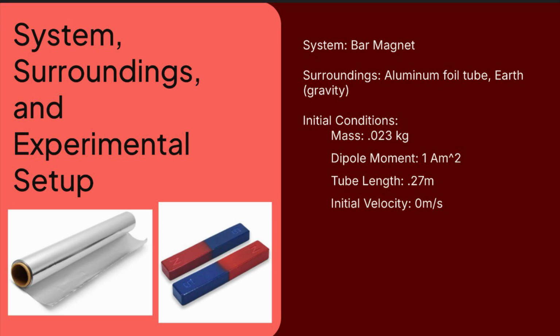We assume the aluminum tube remains perfectly static throughout the drop. Our initial experimental conditions include a tube length of 0.27 meters, an inner radius of 1.5 centimeters, an aluminum foil thickness of 2 centimeters, and a magnet mass of 23 grams.